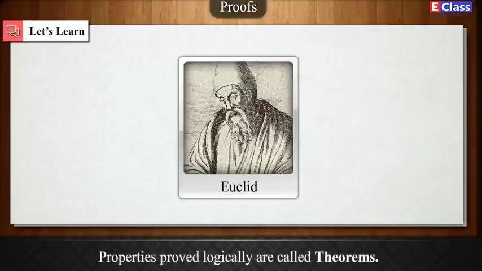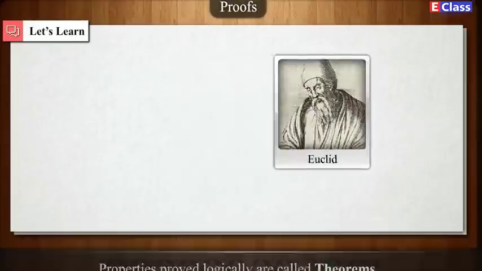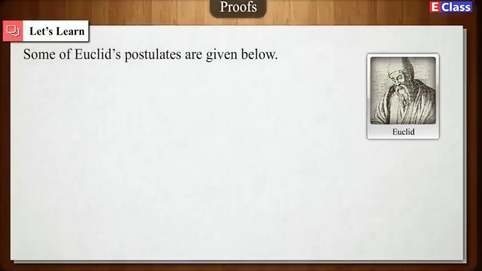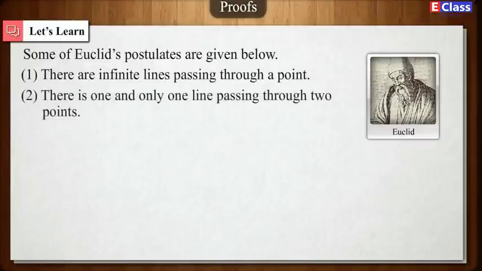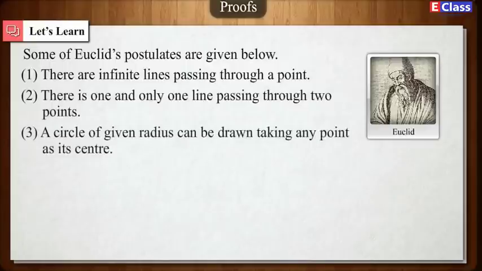Properties proved logically are called theorems. Some of Euclid's postulates are given below. 1. There are infinite lines passing through a point. 2. There is one and only one line passing through 2 points. 3. A circle of given radius can be drawn taking any point as its center.